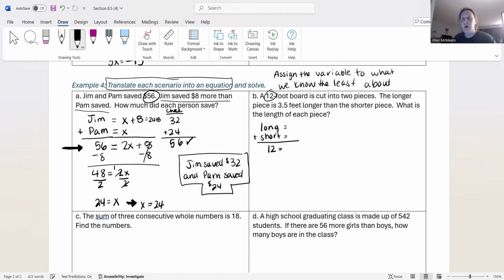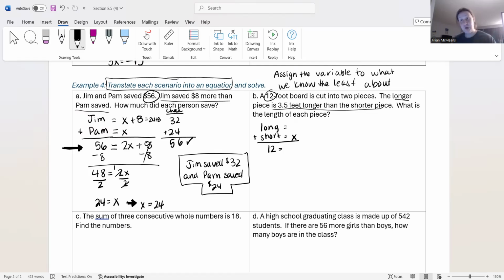Okay. Now, I said earlier that we always assign the variable to what we know the least about. So in this case, what do we know the least about? The board that's longer or the board that's shorter? We are told that the longer piece is 3.5 feet longer than the shorter piece. So that means they've given us a hint about the longer piece. We know less about the shorter piece. So we always assign the variable to what we know the least about. So we don't know how long the shorter piece is. We just know it's x feet.